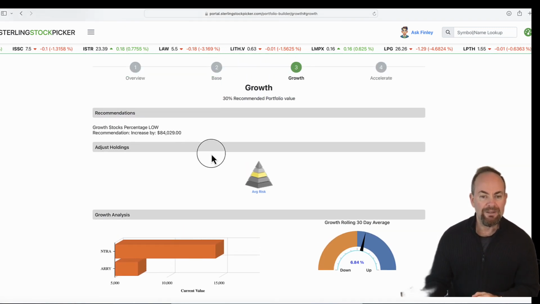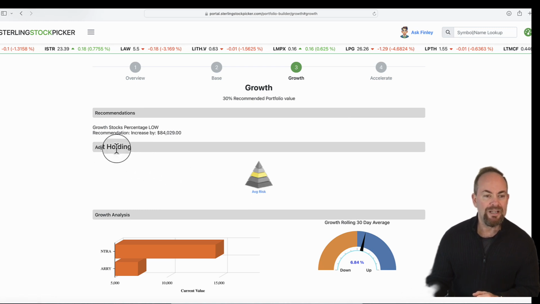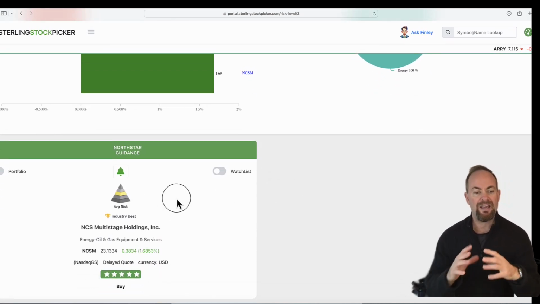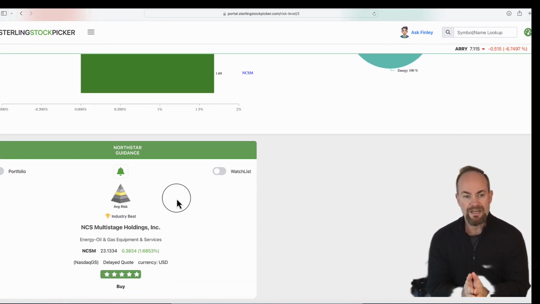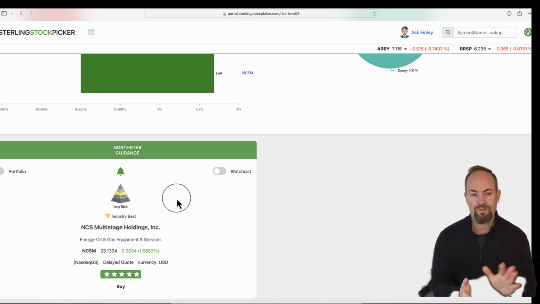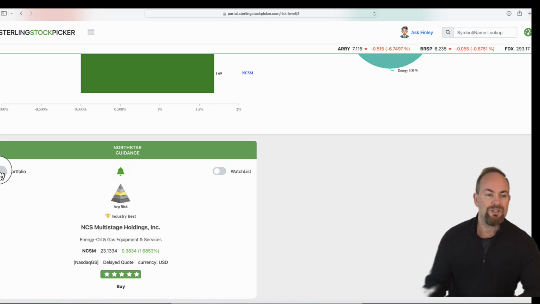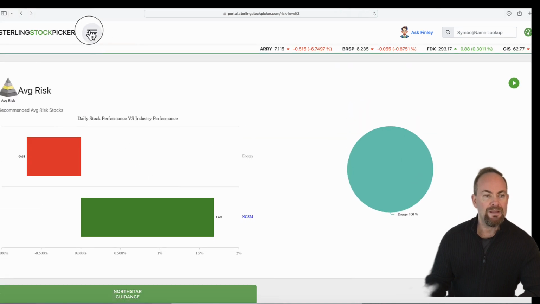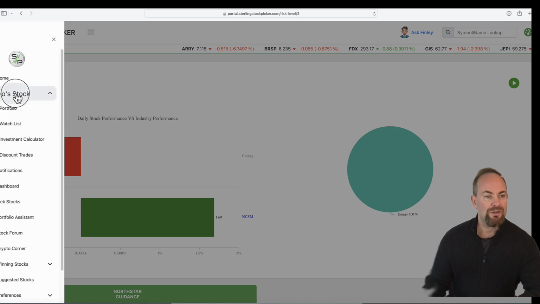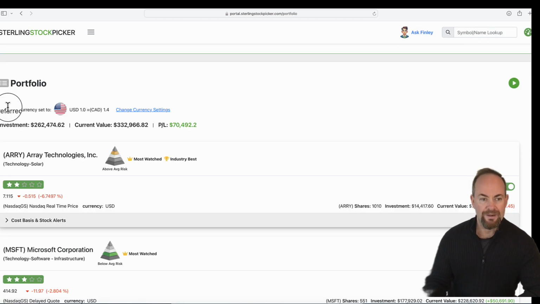Well, we click through and we click the adjust holdings pyramid average risk, and it's going to bring you a stock that is based on your level of risk that you can take and a highly recommended, 5-star rated stock. So what you would do is click portfolio and go back to the main menu, click your stocks, click portfolio, and we're going to add that stock to the portfolio.